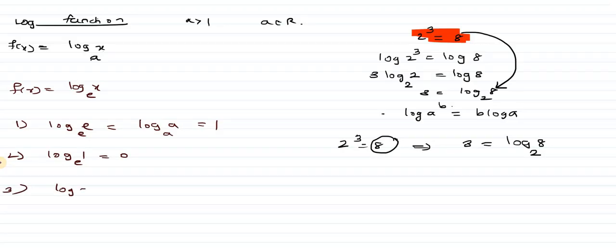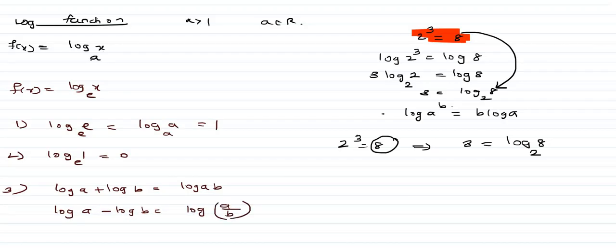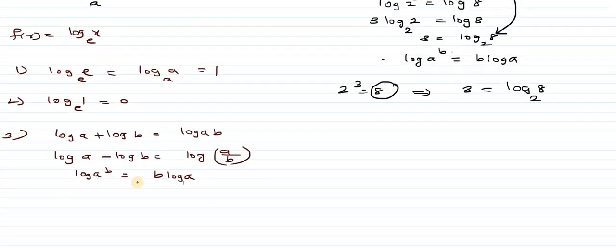Okay. The next is what? Log a plus log b equal to log ab. Log a plus log b is the product. Okay. And log a minus log b can be written as what? It is log a by b. Okay. Next is log a to the power b can be written as b log a. I told you, the power can be brought to the front.